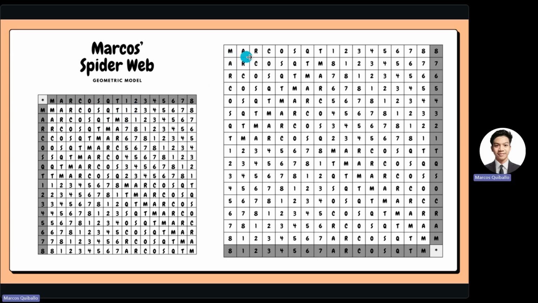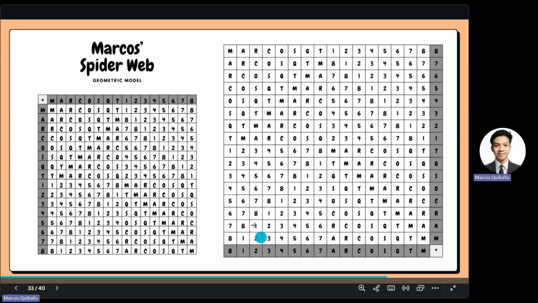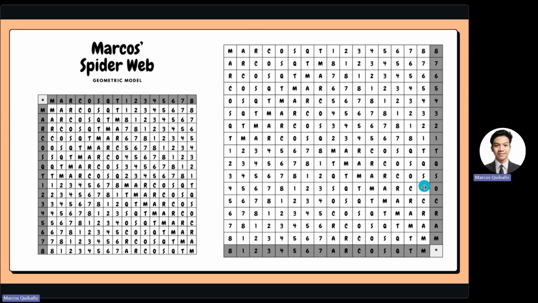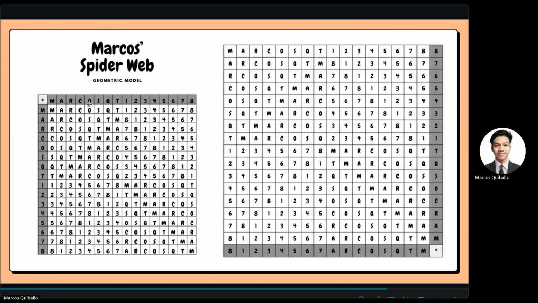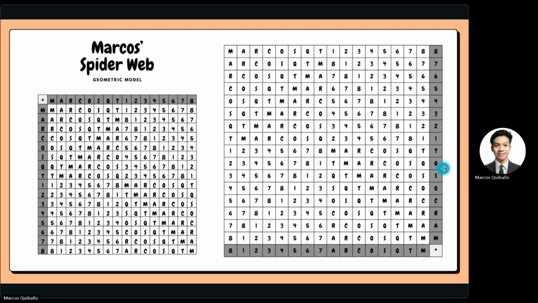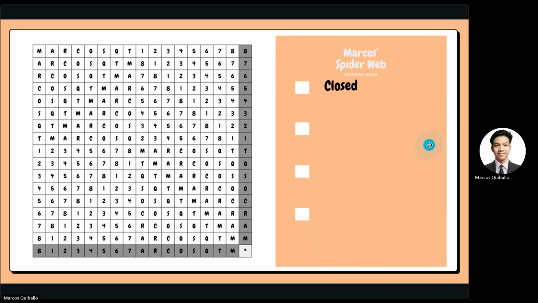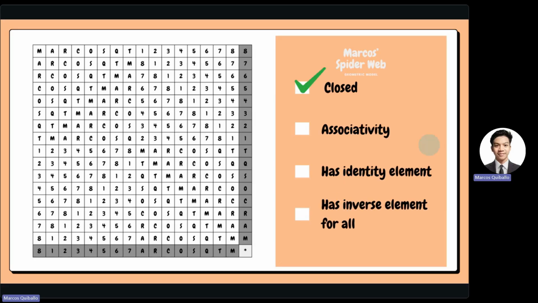So the resulting output is 1, 2, 3, 4, 5, 6, 7, 8. This is the resulting output of the binary operation, and it is the same. You can verify by pausing the video. Since it is the same as the previous table, based on our verification a while ago, it means it is associative.